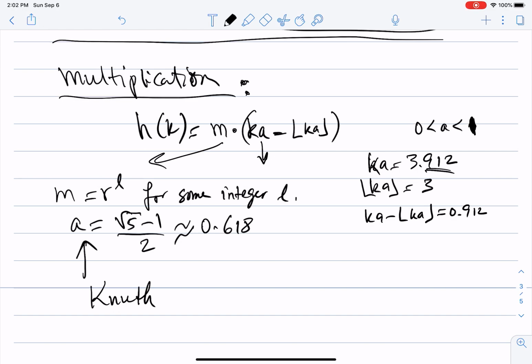The last word I want to say is that both the division and the multiplication methods seem to work well in practice. They are heuristics. There is no theorem and proof that says they actually satisfy the simple uniform hashing assumption. But theoretically, we can design different types of functions that can guarantee this kind of distribution. We can prove theorems about it, and that's what we're going to talk about next.